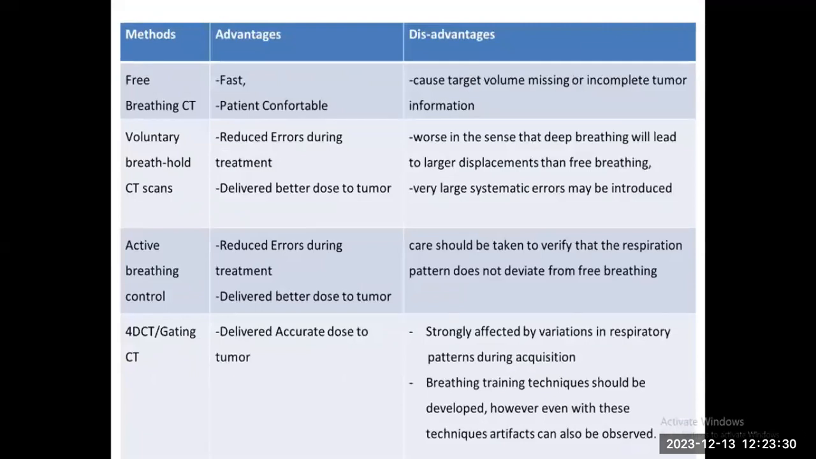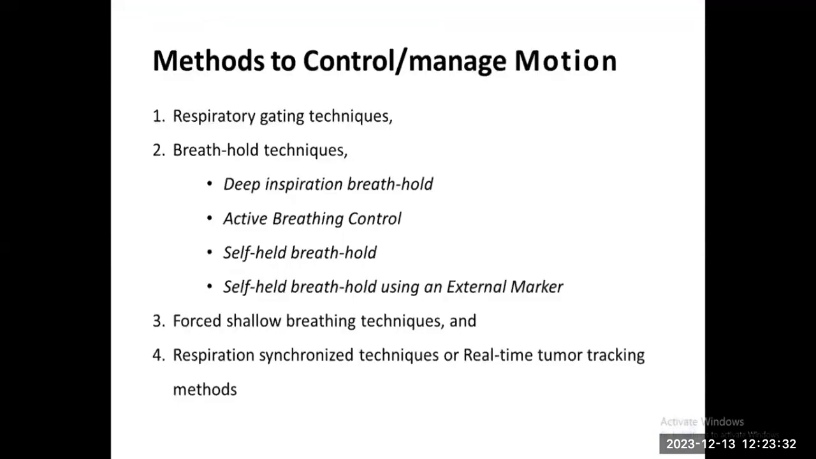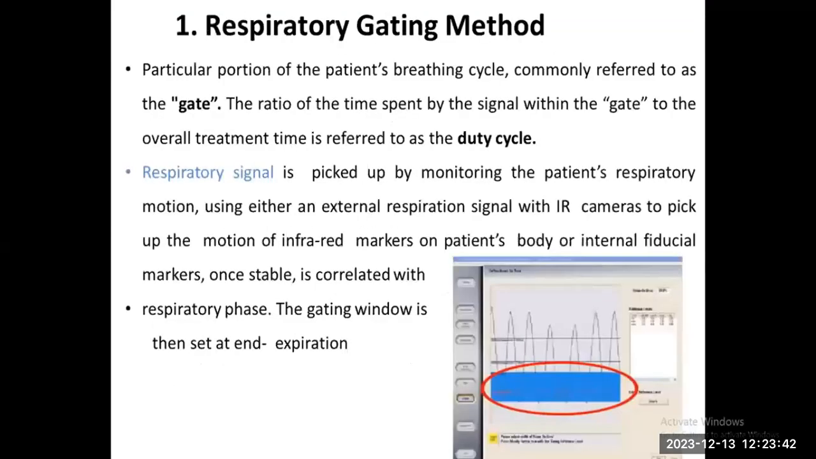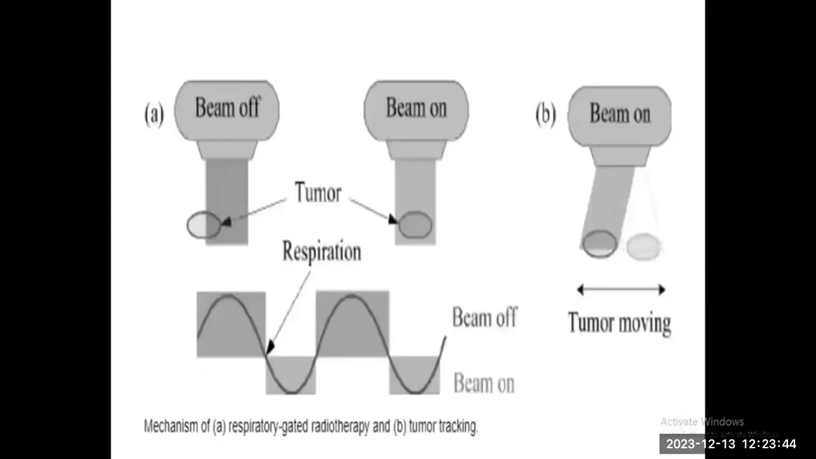So these are the advantages and disadvantages of these techniques. These are the main 4 basic classes that cover moving organ treatment in radiotherapy. Shortcut we will see. This is a basic principle on Linac, how it works.